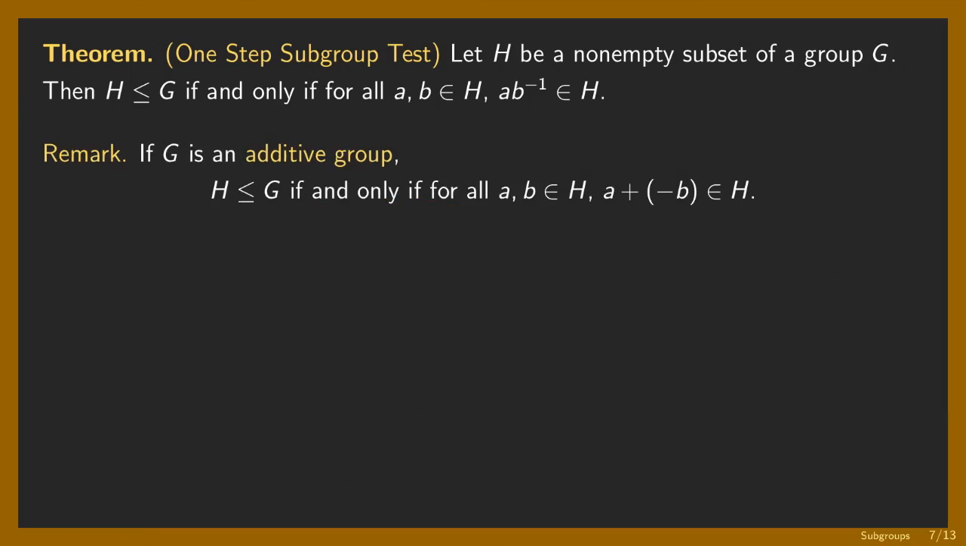This is what I was telling you a while ago. If G happened to be an additive group, then the condition will be quite different. It uses the additive notation, A plus minus B. Parang sa normal na algebra, ito yung A minus B. Ito kasing A divided A o AB inverse, parang ito yung A divided by B when you were younger, right?